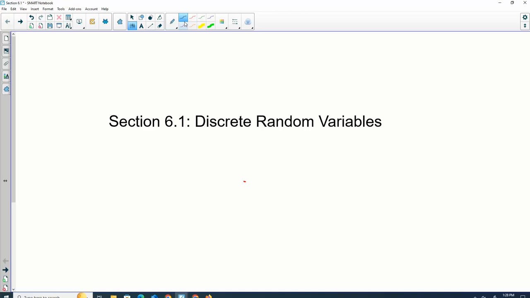Today we're talking about discrete variables. So we did discrete and continuous back at the beginning of the semester. Do you remember the difference between discrete and continuous? Yeah, the continuous we can't count. It has all the decimals. Discrete is countable, like 0, 1, 2, 3, 4.